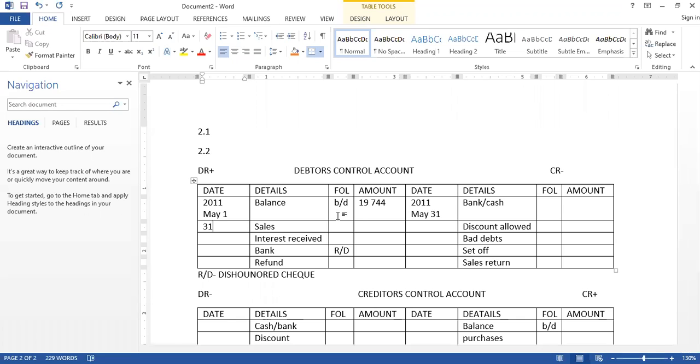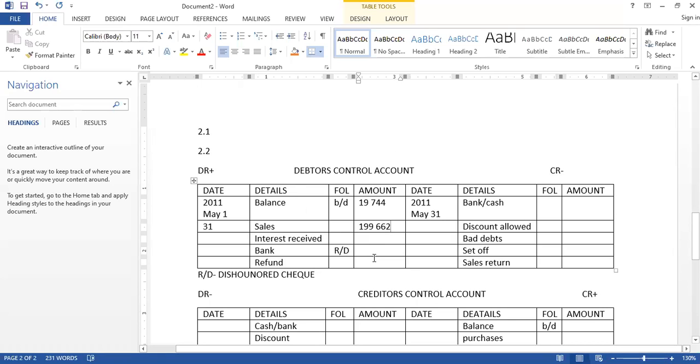So obviously the sales journal, that is our sales amount, our total credit sales. Our total credit sales will go in our debtors control account. So it's 199,662. And then from there we move on with the purchases journal.